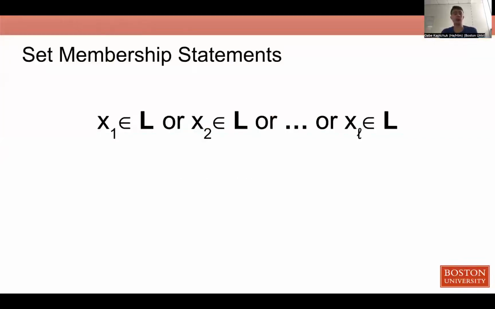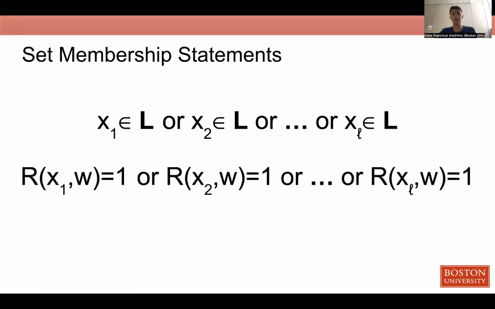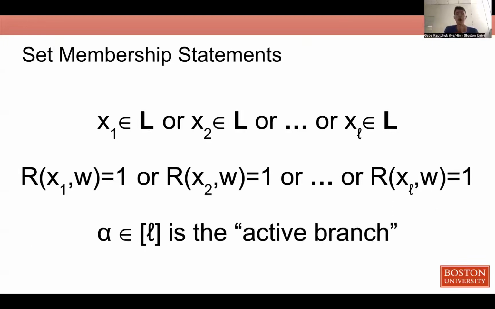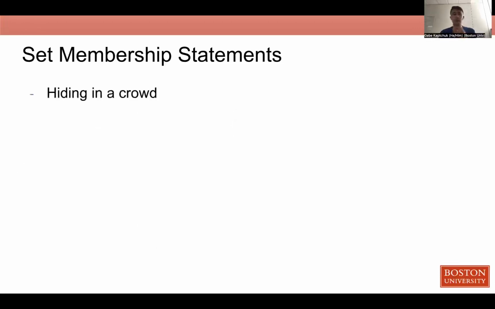In this work today, we're going to be talking about set membership proofs or set membership statements. These are statements or proofs in which a prover wants to demonstrate that x1 through xL, these are all publicly known elements, that one of them is in the language L. And we're also going to be using relation circuit notation here, so R being the relation circuit corresponding to L. And we're going to be using alpha to denote the active branch, that is to say, the index of the instance that the prover actually knows the witness for and is going to be using to actually satisfy the zero knowledge proof. Good. So why care about set membership proofs at all?